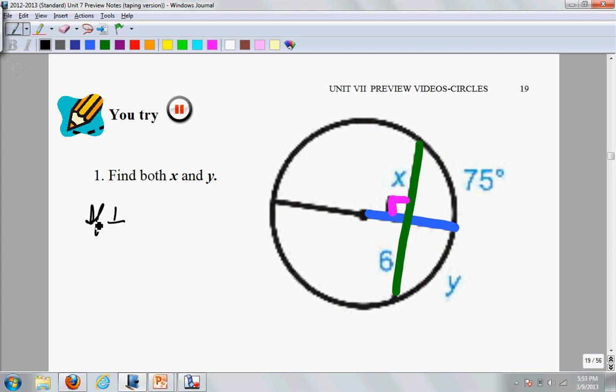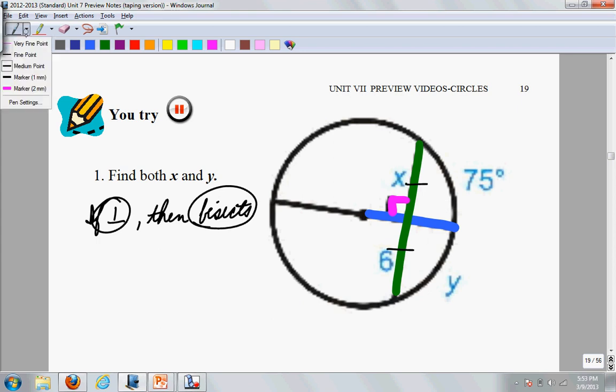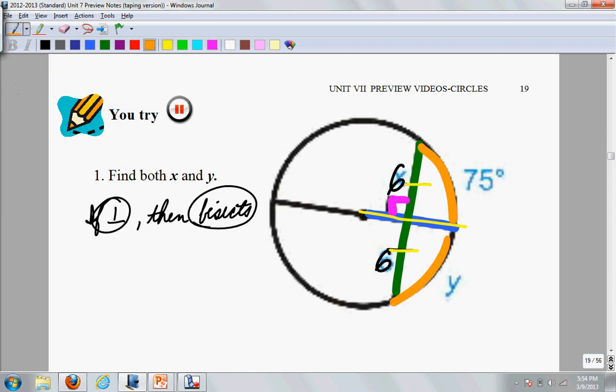And we learned that if a radius is perpendicular to a chord, then it bisects. If perpendicular, then bisects. Put in your hatch marks. Obviously, we have found 6 already. If this is 6, that's 6. And if the radius is perpendicular to the chord and bisects the chord, it also bisects this arc, which means if that's 75, this y is also 75 degrees.